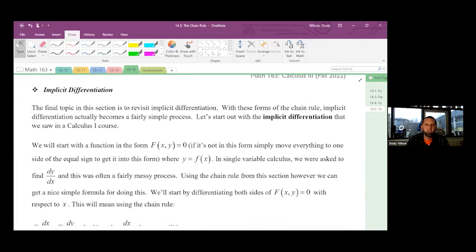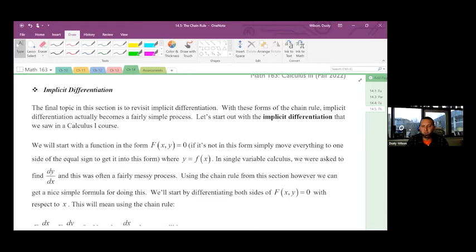Implicit differentiation. The final topic in this section is to revisit implicit differentiation. With these forms of the chain rule, implicit differentiation actually becomes a fairly simple process. Let's start out with a review of the implicit differentiation that we saw in a Calc 1 course. We will start with a function in the form big F of x, y equals 0. If it's not in this form, simply move everything to one side of the equal sign to get it into this form, where y equals f of x. In single variable calculus, you were asked to find dy/dx, and this was often a fairly messy process. Using the chain rule from this section, however, we can get a nice simple formula for doing this.